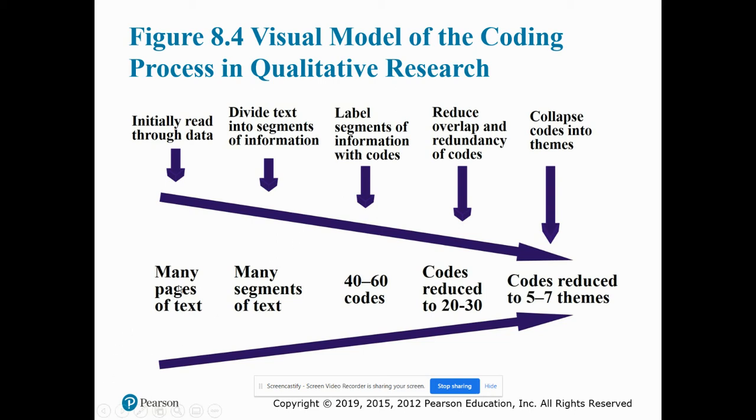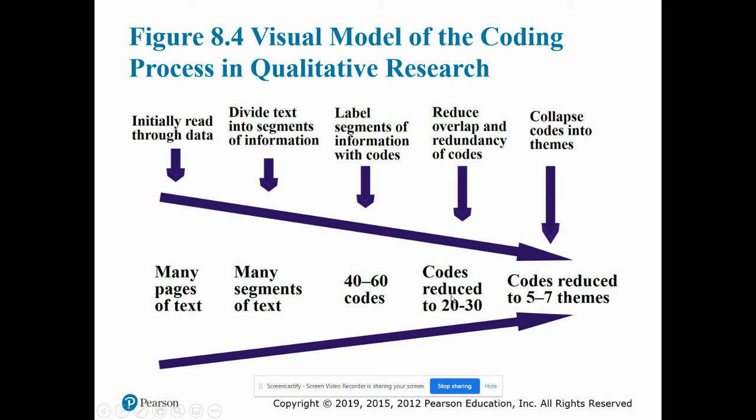So if you have many pages of text, you initially read through the data. That's the first thing. Then you move to the right and you have many segments of text. Okay, so now you're breaking it into segments, smaller chunks, and you divide the text into segments for this information. Then at this phase, you have about 40 to 60 codes that have surfaced. So you're going to label those segments of the information with your codes. Then you're going to go even further.